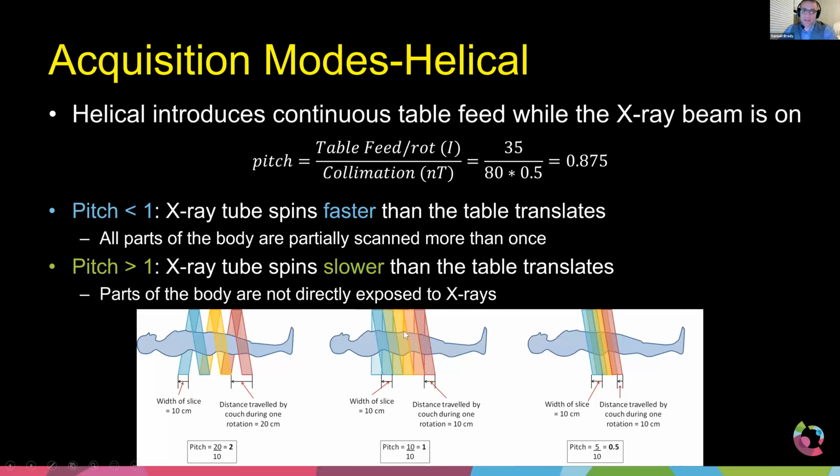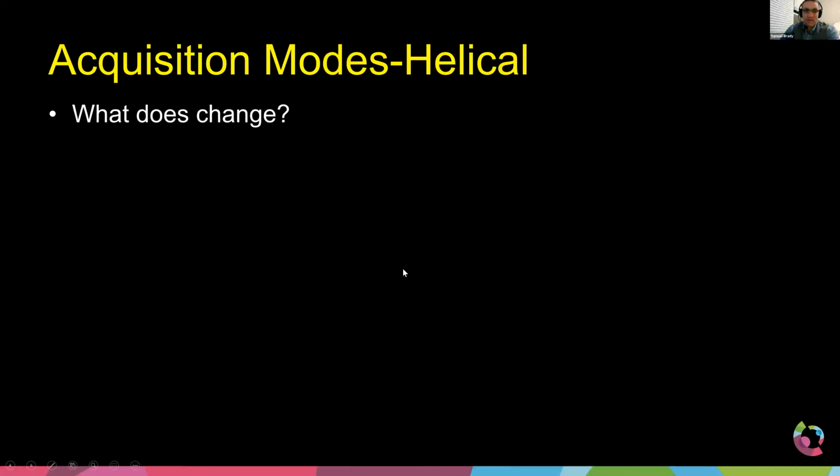Now, if the system has a pitch of 1, that means the distance traveled by the couch during one single rotation is exactly the same as the overall total collimation that you've established. So here is an example, 10 centimeters divided by 10, you get a pitch of 1. And then, of course, if the pitch is greater than 1, that means the tube spins slower than the table pushes through, and therefore, there are parts of the body that are not directly exposed to the X-rays. So we will answer the dose question in the next talk.